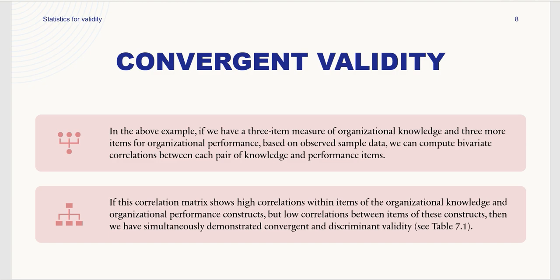If this correlation matrix shows high correlations within items of the organizational knowledge and organizational performance constructs, but low correlation between items of these constructs, then we have simultaneously demonstrated convergent and discriminant validity. अगर सेम कंस्ट्रक्ट के अंदर आइटम्स का कोरिलेशन ज़्यादा है और दूसरी सब स्केल के आइटम्स के साथ कोरिलेशन कम है, तो एक ही वक्त में आपको डिस्क्रिमिनेंट और कन्वर्जेंट वैलिडिटी का क्लैरिफिकेशन मिल जाएगी. इसको मजीद क्लियर करने के लिए देखते हैं टेबल.